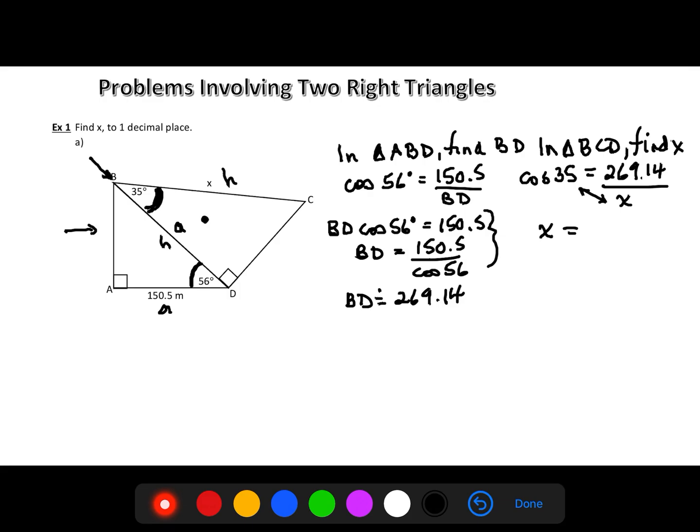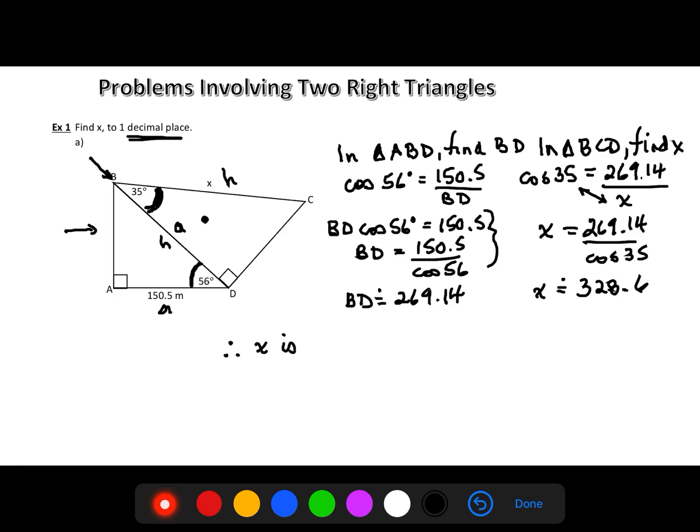Now again, x is on the bottom, so we have to take it over to the other side first. Now, what we can do is do both of these steps in one step. So we're going to take x over to the left-hand side. At the same time, we're going to take our cos 35 over to the right-hand side where it becomes dividing. And now we notice we want to round to one decimal place. This is our final answer, so we're going to round this now to 328.6.